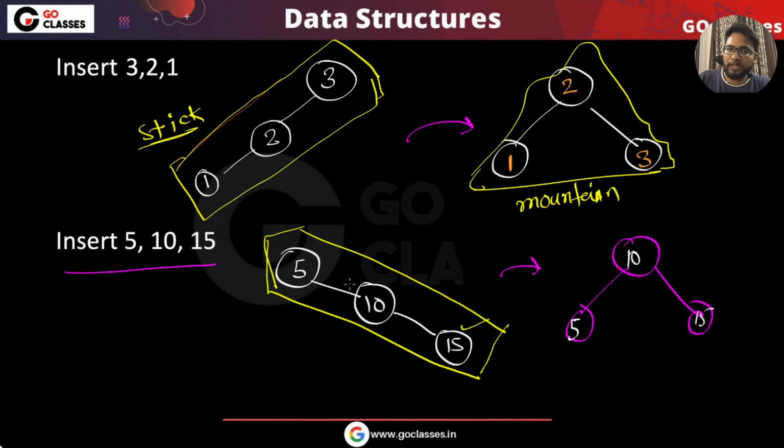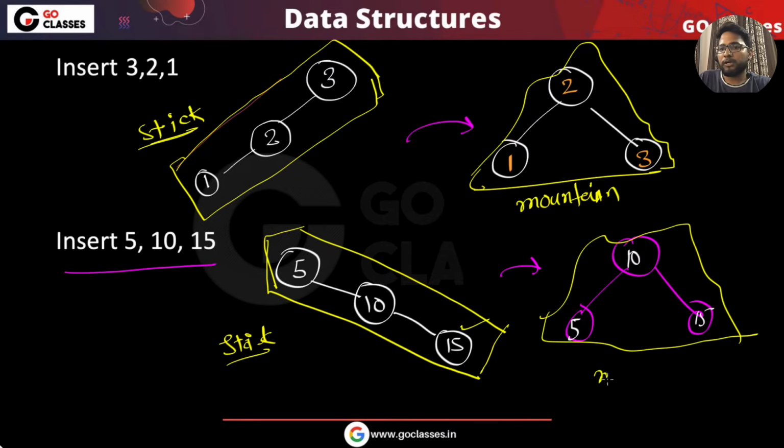Now you will say that this is also a stick, which I want to convert into a mountain. This is again a mountain. So what I'm saying here is that either you have this stick or this stick, it does not matter to me. I will always go to the mountain, okay? Either you have this or you have this, you just draw a mountain out of this, and that's very easy.